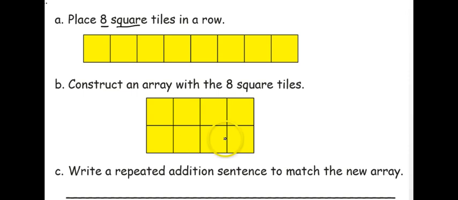I've made 2 rows of 4. So when I write the repeated addition sentence to match the array, I would write 4 plus 4 to show how many tiles are in each row and to show that we still have a total of 8 tiles.